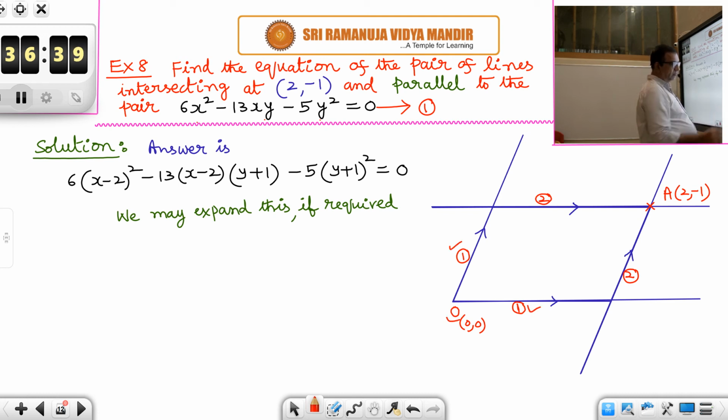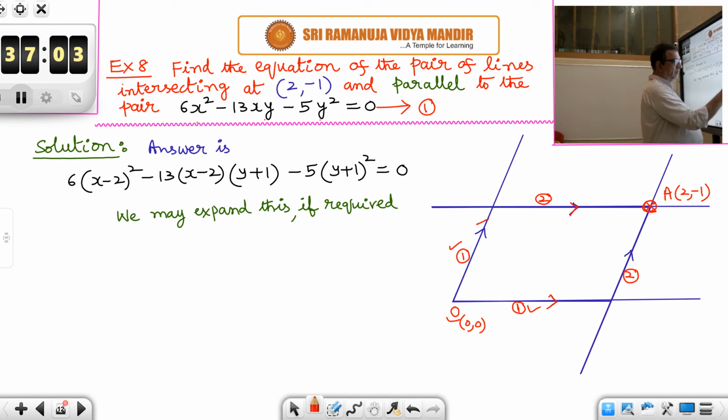This is origin. Both are passing through origin. Now we want two lines intersecting at 2 comma minus 1. Suppose 2 comma minus 1 here. So two lines we want intersecting at this point, but which are parallel to the original lines. So for this single arrow line, this line is parallel, passing through 2 minus 1.